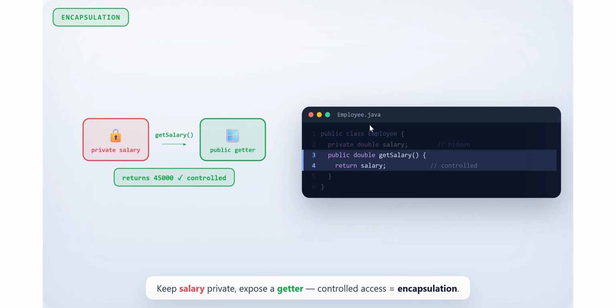But if salary is private, how does anyone read it? Through a getter. We keep salary private and add a public method, getSalary, that returns it. The outside world asks politely through the method instead of reaching into the vault. That controlled access is the heart of encapsulation.